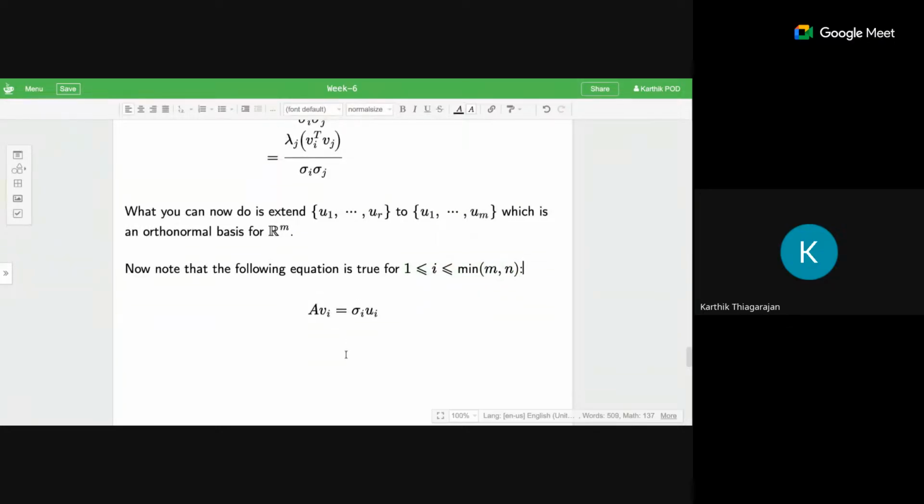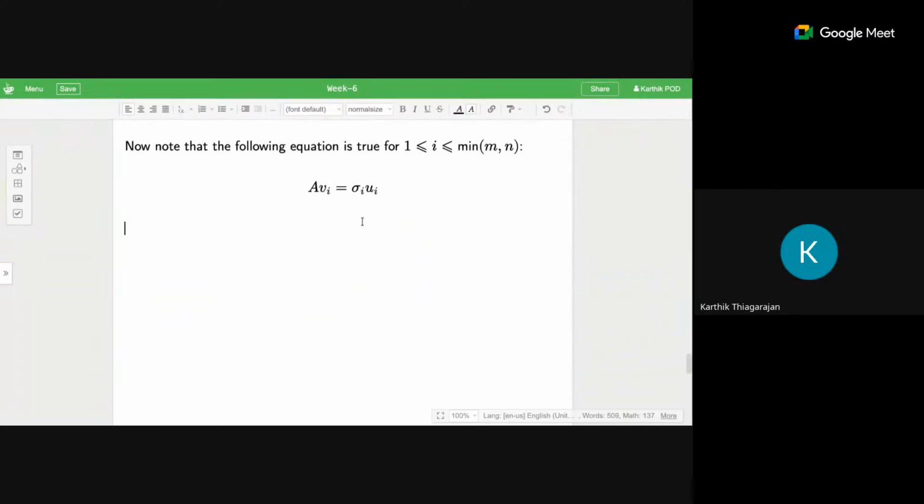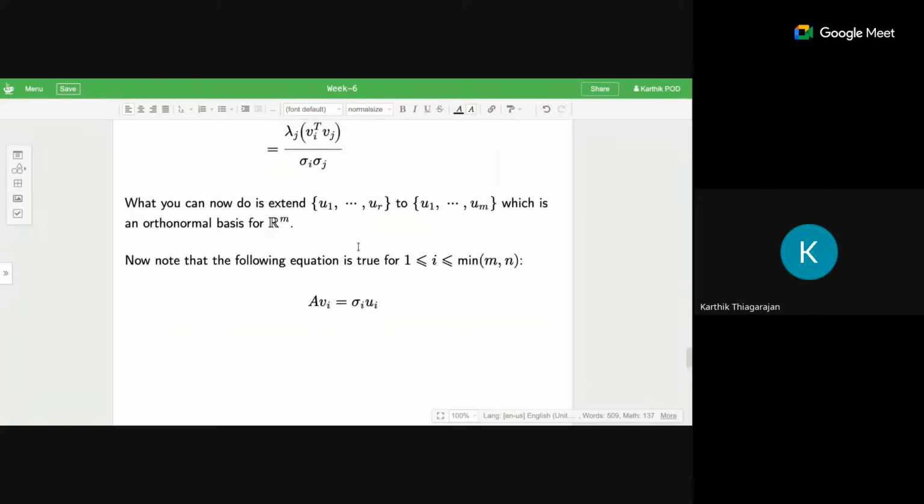Why is this true? Why do you think this is true? Because sigma i is not equal to 0. Sigma i is not equal to 0 for 1 to R, okay? But for R plus 1, R plus 2, it is 0. So right hand side is 0. What about the left hand side?